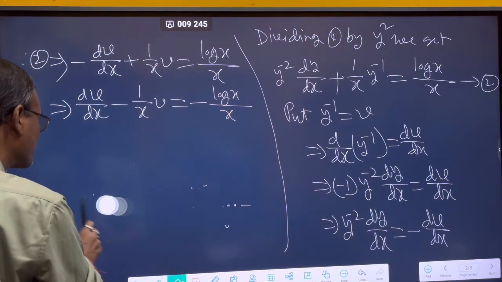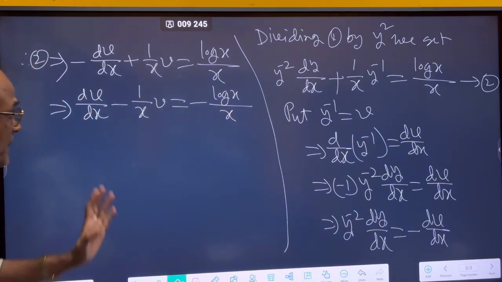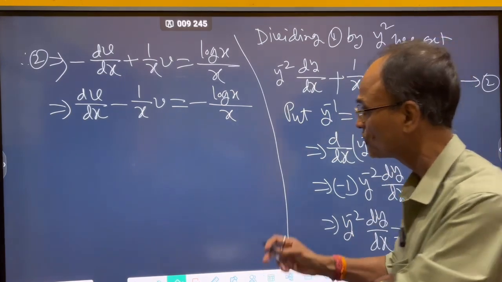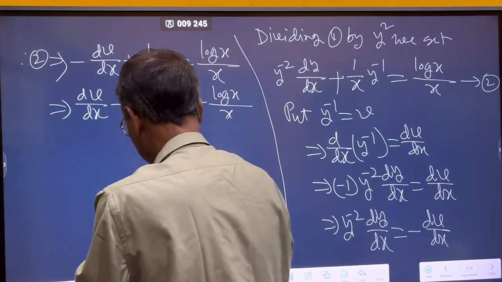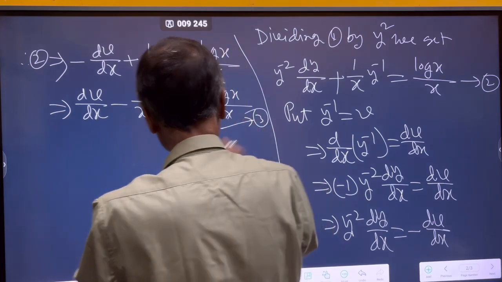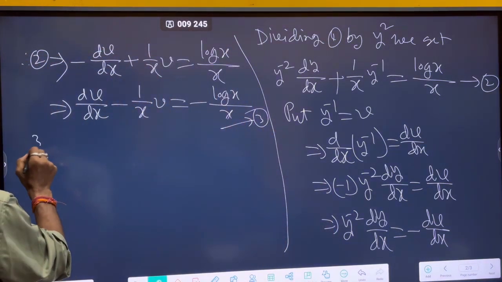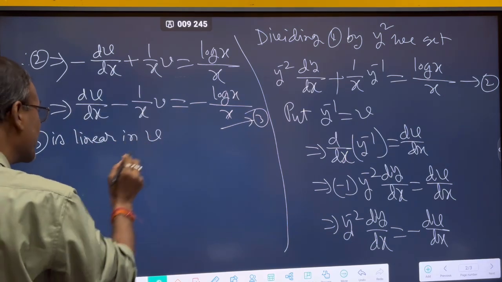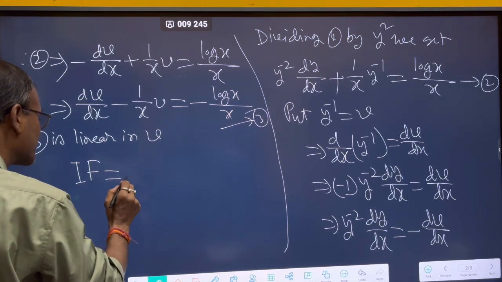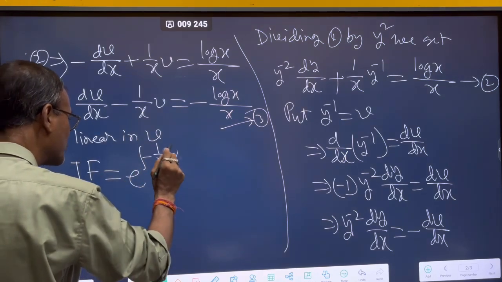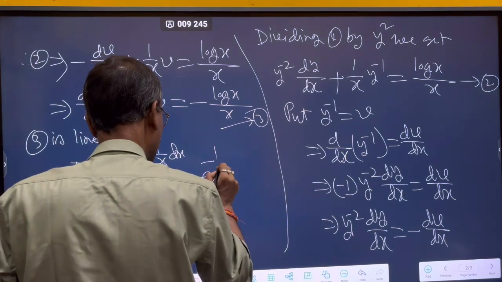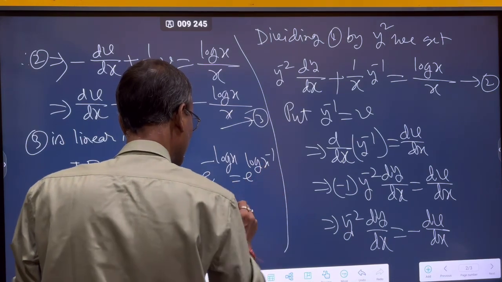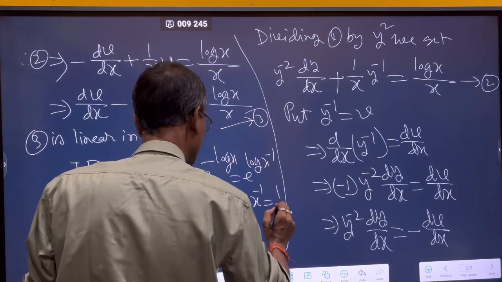You see here, it is a linear differential equation. Suppose this is number 3. It is linear in v. Integrating factor: what is the integrating factor? e to the power integral minus 1 by x dx equal to e to the power minus log x equal to e to the power log x to the power minus 1. This is equal to x to the power minus 1, which is equal to 1 by x.